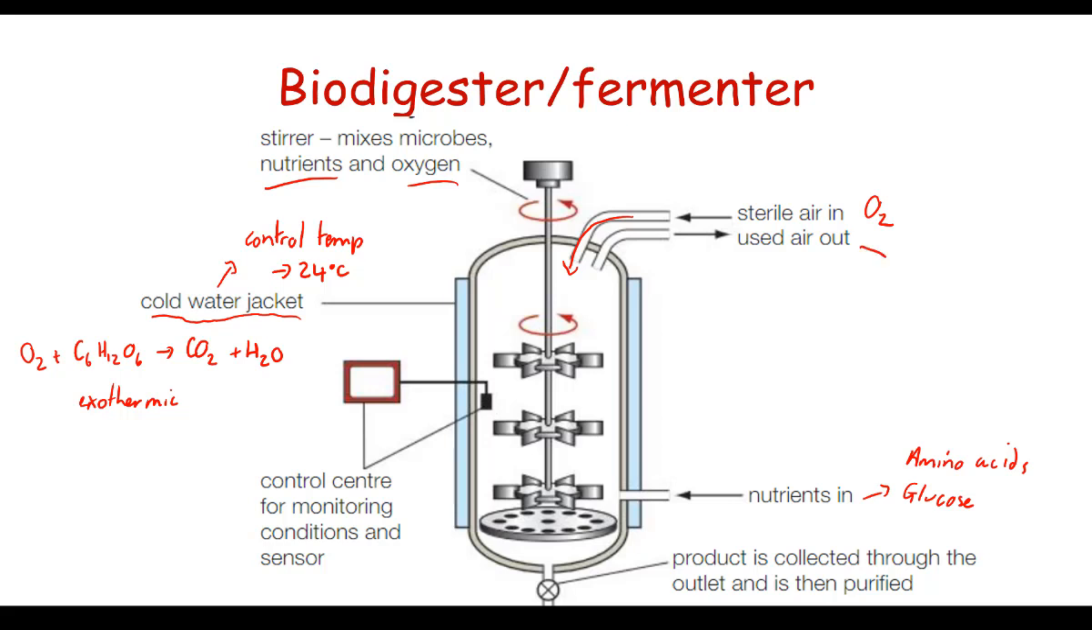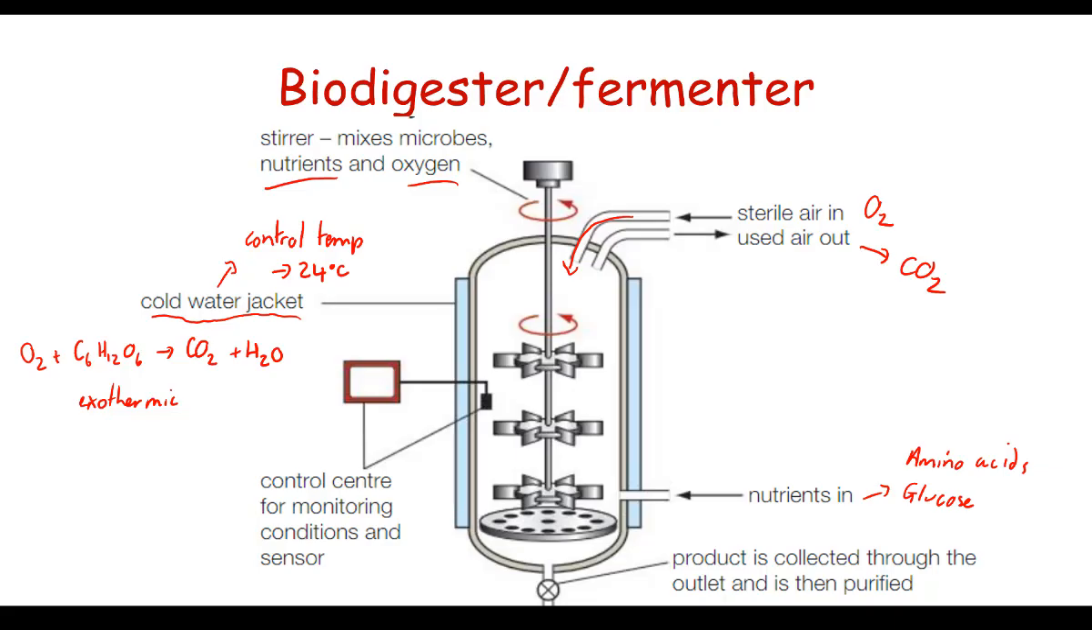Finally then, the used air which comes out is going to be carbon dioxide mostly, because respiration has taken place. The product, which is penicillin, is then collected through the outlet and purified. And that's how penicillin is produced in a biodigester.